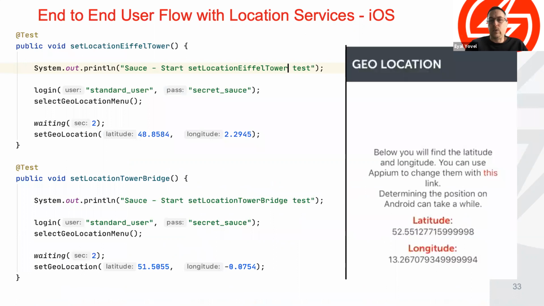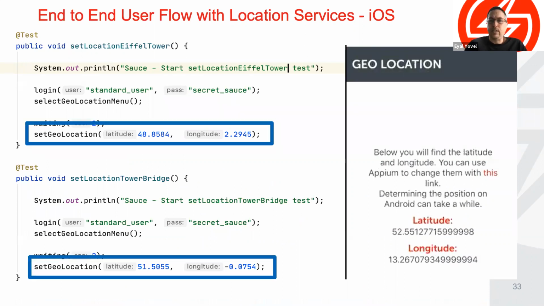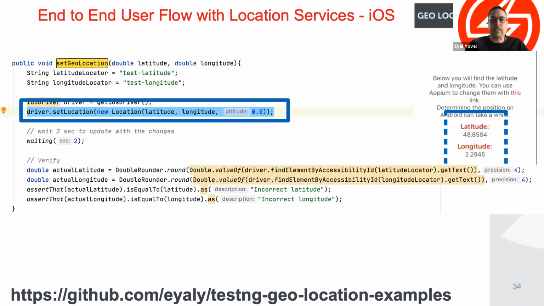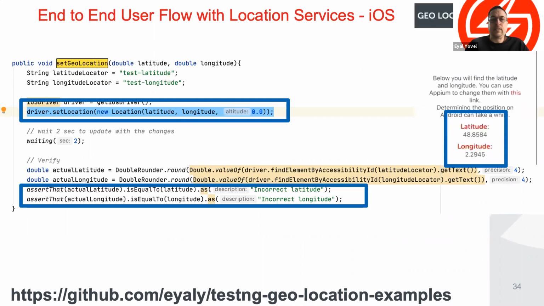And after the alerts, we continue with the user flows. In this case, I developed 2 tests. I changed the GPS location to the Eiffel Tower in the first one, and to Tower Bridge in the second one. Here I use the Appium command set location. I changed the location, and after that, I verify that the location was changed according to what I set.